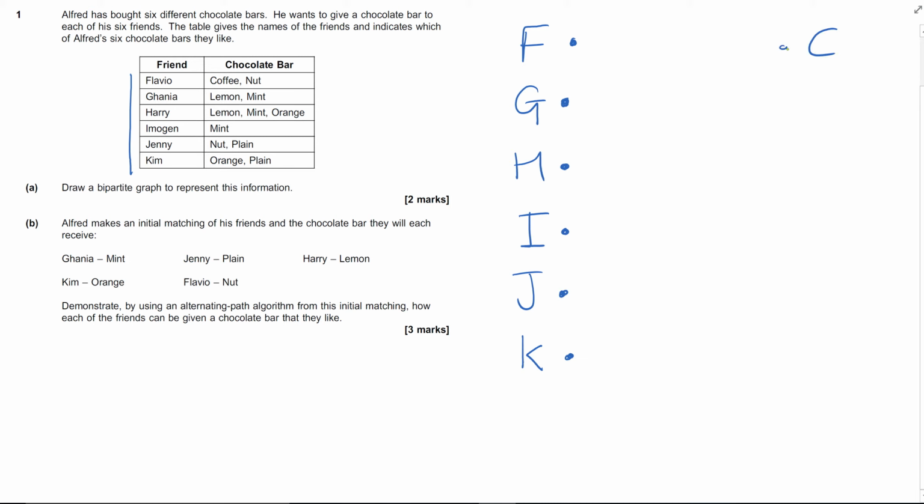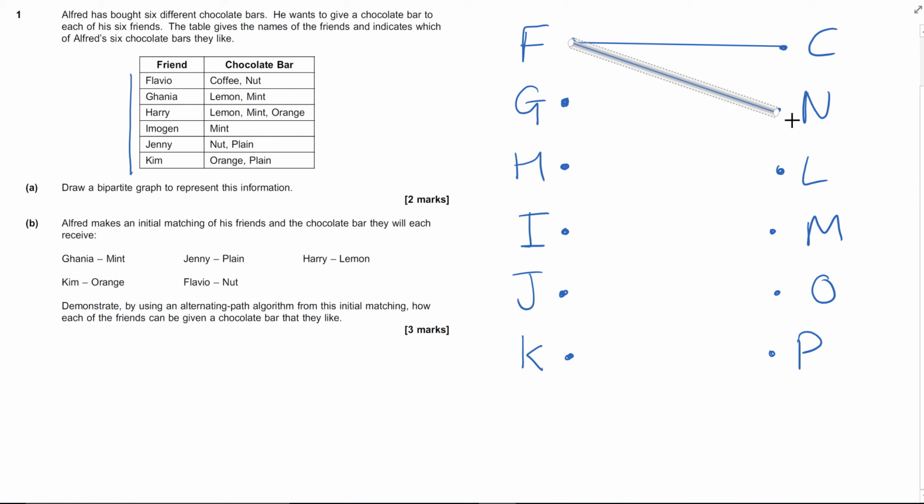So they can be matched with the coffee, the nut, lemon, mint, orange, or plain. So we've got our different things there, and usually we won't be given 2 of the same letter because it does just cause a bit more confusion than is necessary. So Flavio can have coffee, but equally he's happy with nut, and so on. So we're just drawing straight lines between the person and what they like to have. So Harry's happy with lemon, mint, or orange.